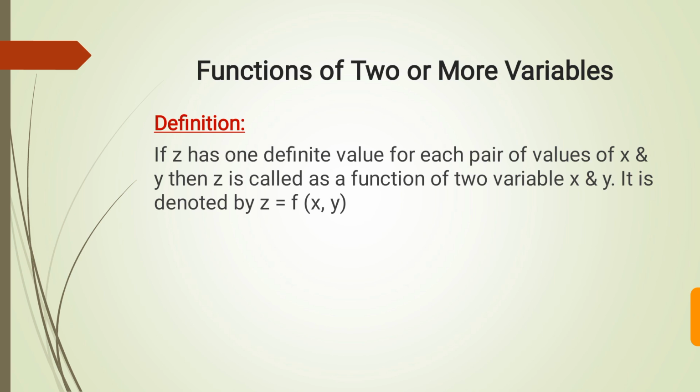Okay. So, what is a function of two or more variables? If z has one definite value for each pair of values of x and y, then z is called a function of two variables x and y. It is denoted by z is equal to f of x, y.